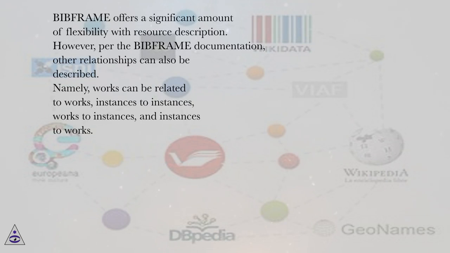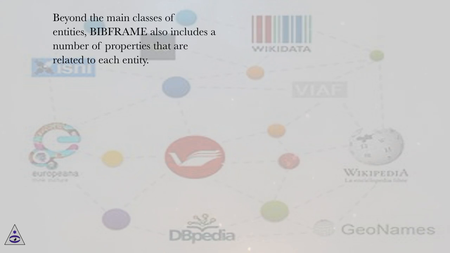BIBFRAME offers a significant amount of flexibility with resource description. However, per the BIBFRAME documentation, other relationships can also be described. Namely, works can be related to works, instances to instances, works to instances, and instances to works. Beyond the main classes of entities, BIBFRAME also includes a number of properties that are related to each entity.